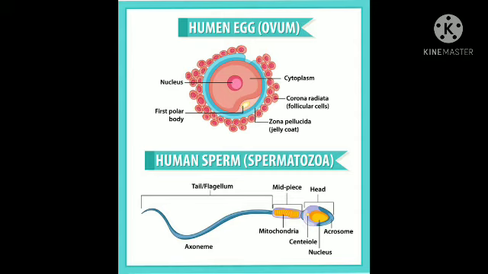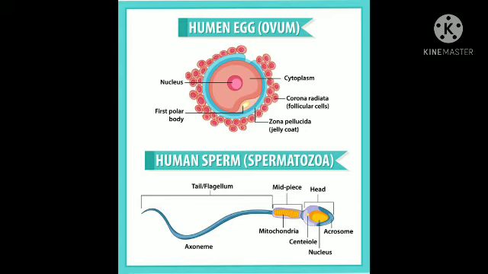In the endoplasmic region or the ooplasm, a number of cell organelles are present, in which the nucleus is the major organelle, and in the egg a number of germinal vesicles are present. The nucleus is eccentric in position, meaning it is not at the center, it is toward the periphery. An important point about the egg is that it has two poles.